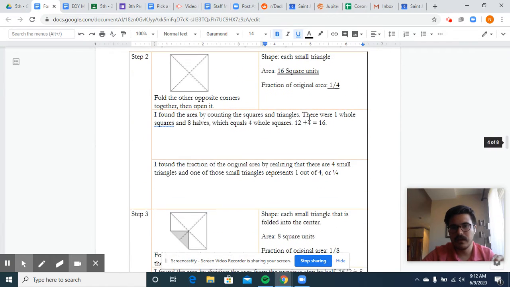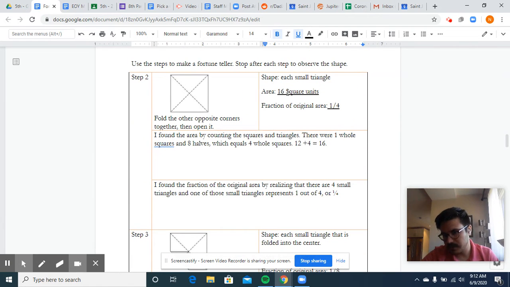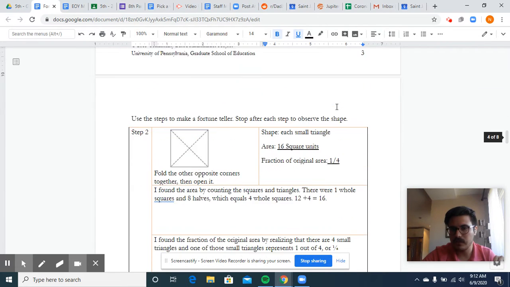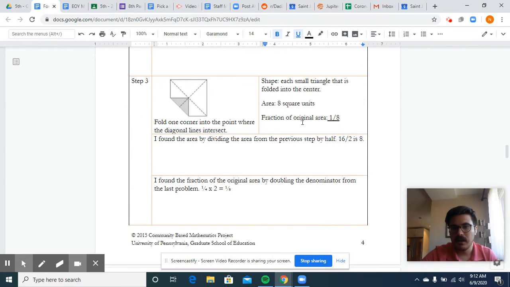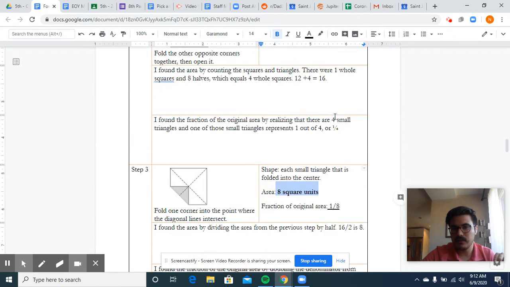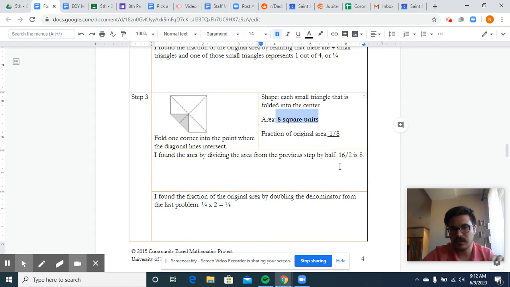So this one's 32 square units. You go down, this one's 16. Half of 32 is 16. If I double the 2, 1/2 becomes 1/4. Here's the pattern. Half of 16 is 8 square units. Double the 4, 1/4 becomes 1/8. Okay, so this is the pattern.